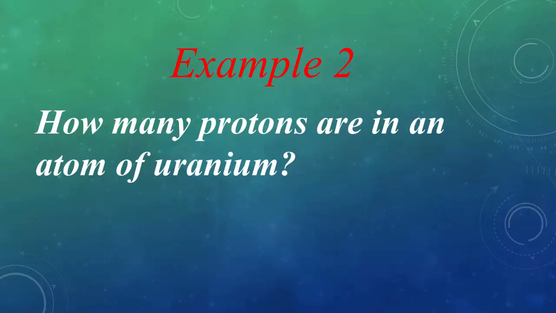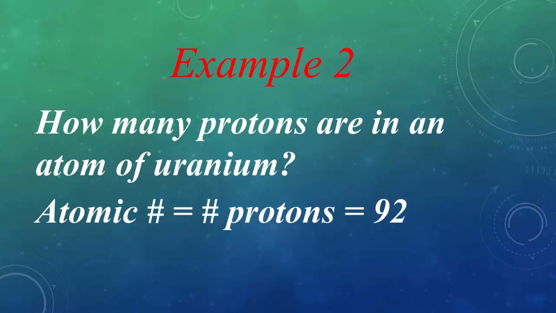Second example, this is for you to do: if you have an atom of uranium, how many protons do you have? Go. The answer is 92 protons. How did we get this answer? We went to the periodic table and found uranium. It happens to have a symbol of U. You see that the atomic number for uranium is 92.